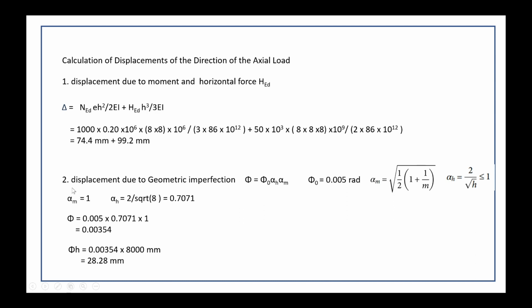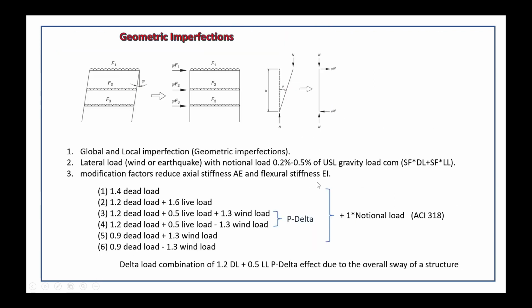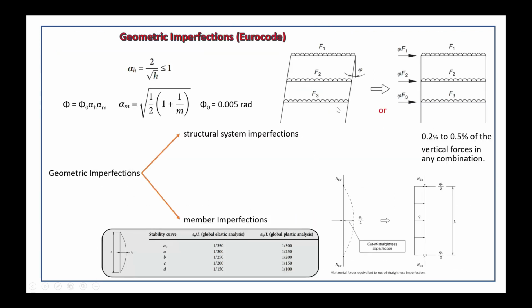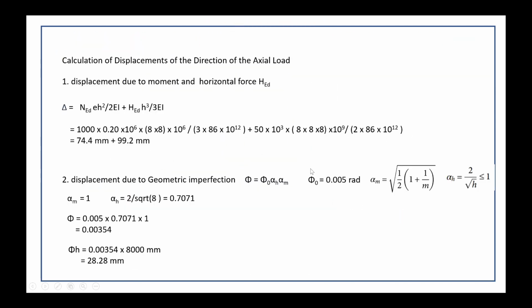Now let's check the displacement due to geometric imperfection. As we discussed about the imperfection, you can use two options to calculate the global imperfection. The first one uses a specific formula, and the second one uses the notional load. We will use the formula and compare them in the example. Now let's come back to check the example and displacement due to the geometric imperfection. We focus on the global imperfection now.